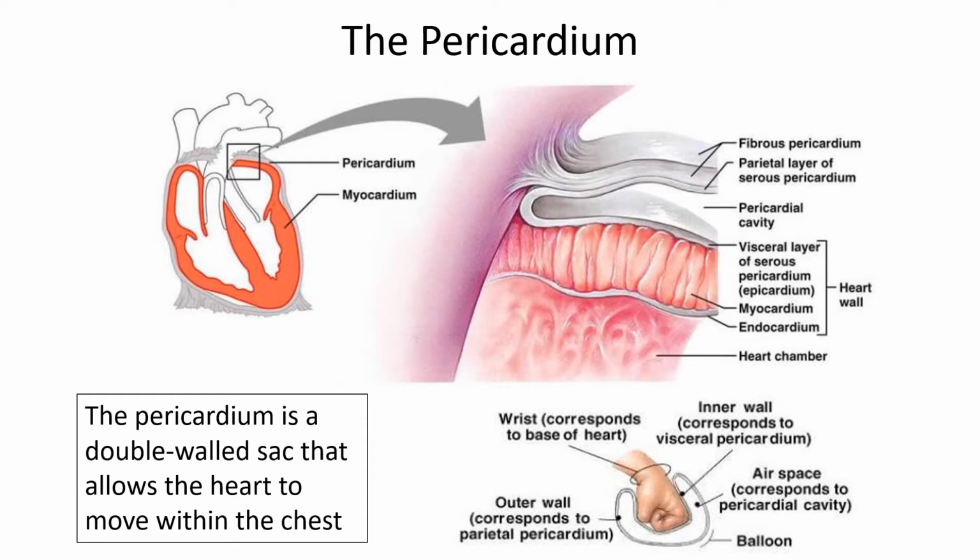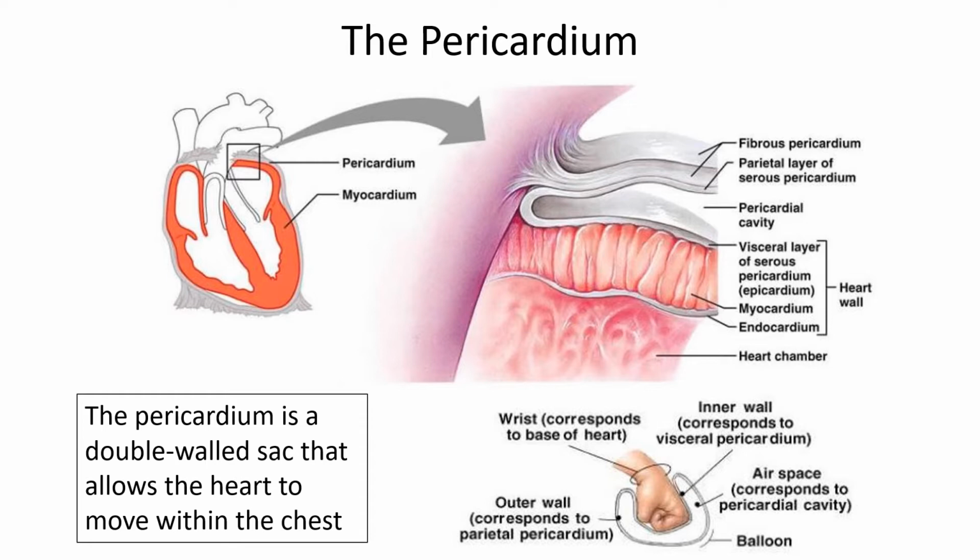The wall of the heart is quite thick, and it's made up mostly of muscle. That layer is known as the myocardium. On the inside of the myocardium, so the part of the wall that's in contact with the chambers of the heart, we have a layer of endothelium known as endocardium, endo meaning inside. On the outside of that muscle layer, we have a layer of serous pericardium.